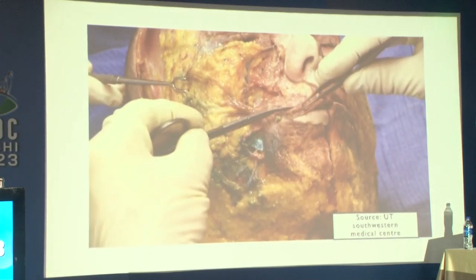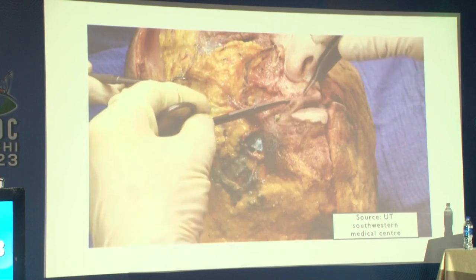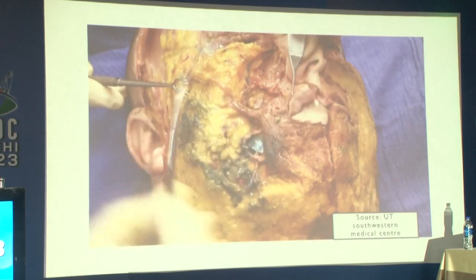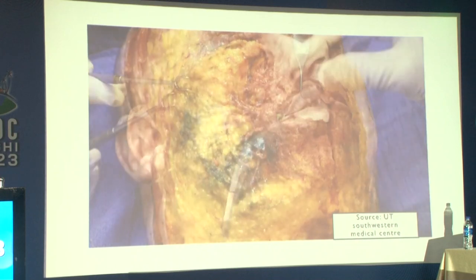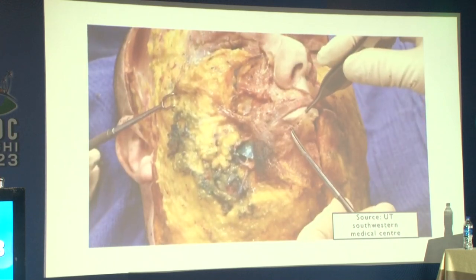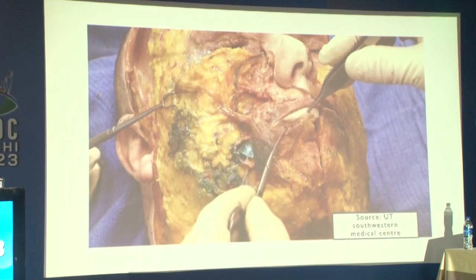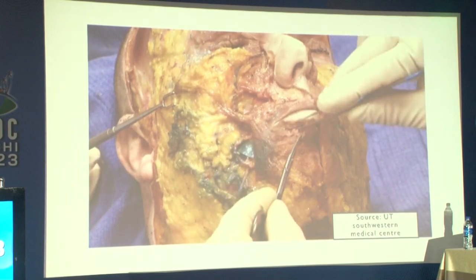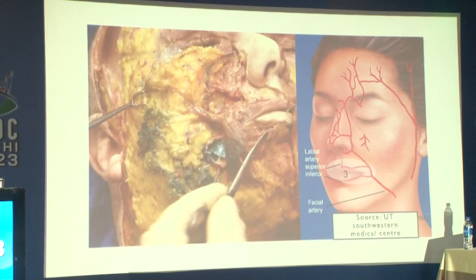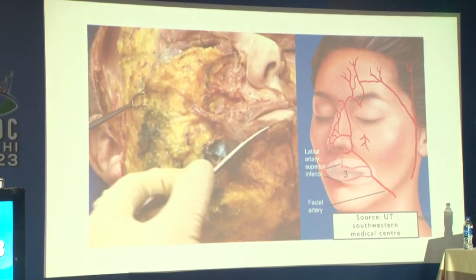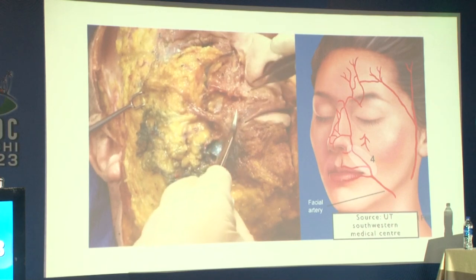It is deep initially, and as it goes up, it has a tortuous course on the face and becomes superficial, especially around the ala of the nose. So when we are injecting fillers around the ala of the nose, we have to be really careful; again, aspirate to check whether you are in the vessel or not. It gives branches as the superior and inferior labial arteries, and they are superficial.